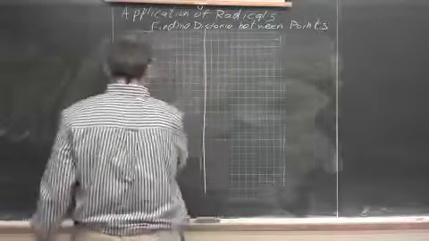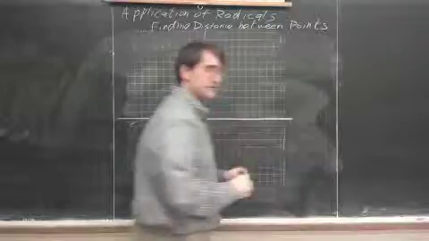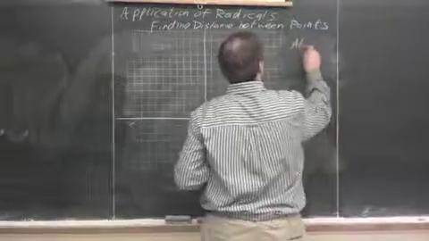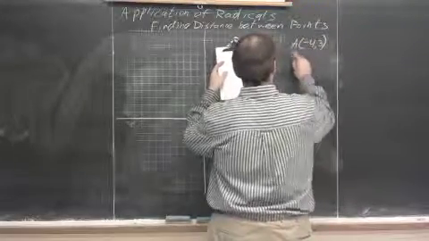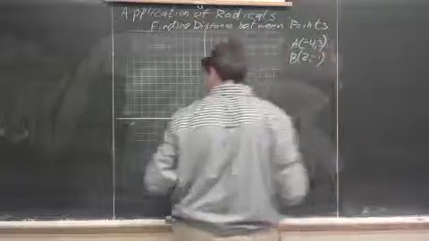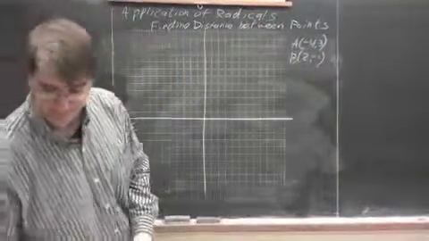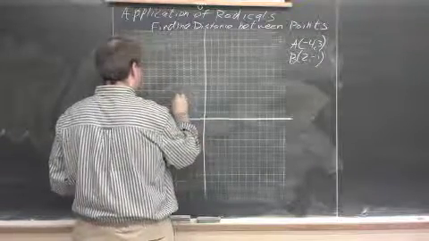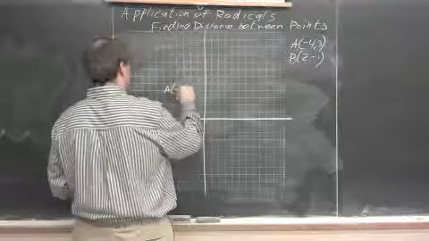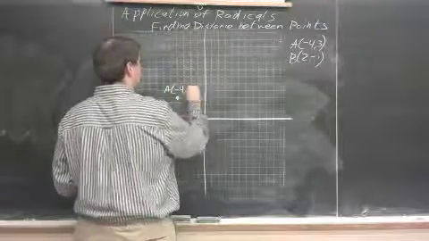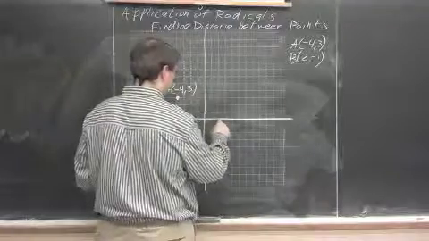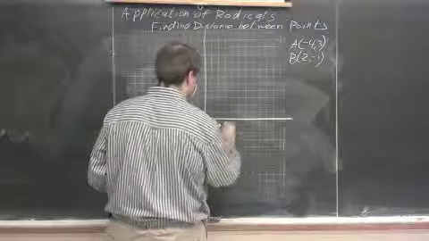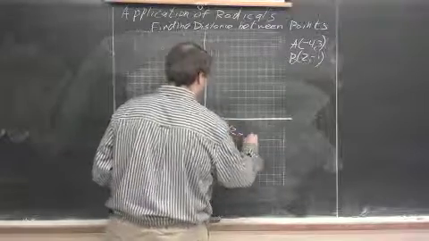Here's my y-axis. There's my x-axis. And the points that I want to look at now are negative 4, 3, and 2, negative 1. So I can start by graphing it. Negative 4, 3: 1, 2, 3, 4, 1, 2, 3. It's right there. So that's point A, negative 4, 3. And then 2, negative 1 is over 1, 2, and then down to 1. So this is point B, which is 2, negative 1.